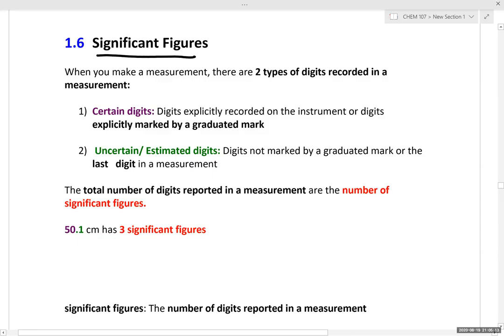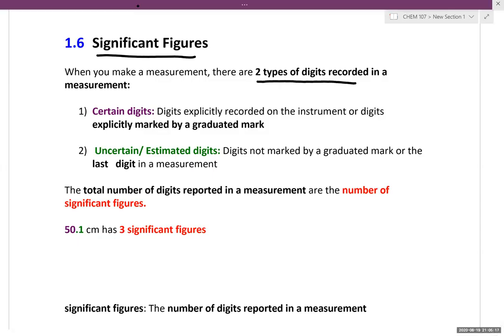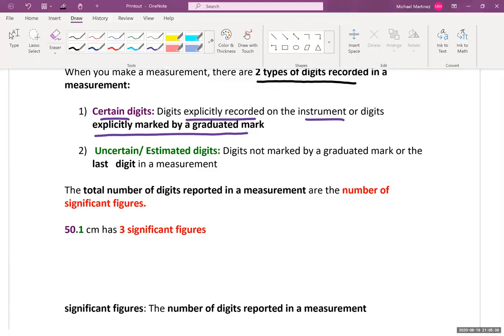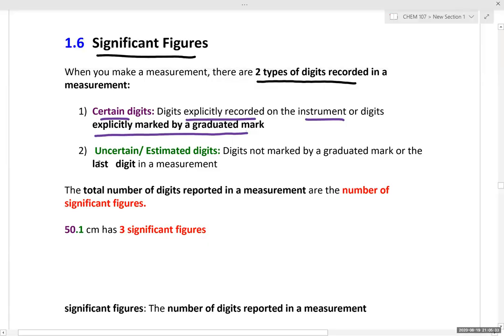So when you make a measurement, there are 2 types of digits recorded. Certain digits, which are digits that are explicitly recorded on the instrument or digits explicitly marked by a graduated mark. The other type of digit that we record in a measurement is known as the uncertain or the estimated digit. These are digits not marked by a graduated mark, and the estimated digit is the last digit in a measurement.